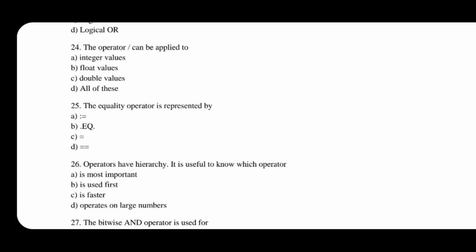The operator forward slash can be applied to integer values, float values, double values, all of these. We can use this operator for all values, but the fractional part is truncated for integer type values. The rest of the values provide a fractional value. The next question number 25: the equality operator is represented by ==, that is D.